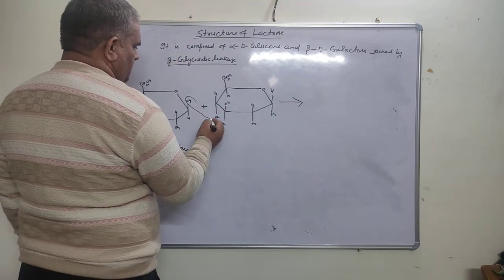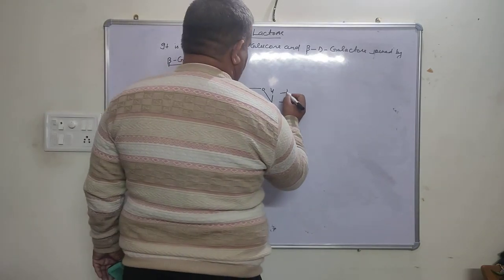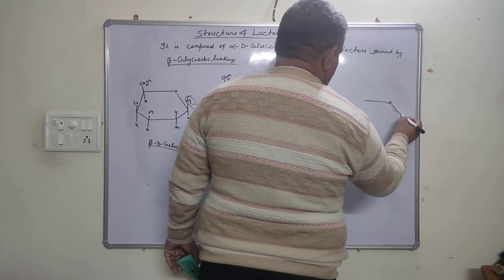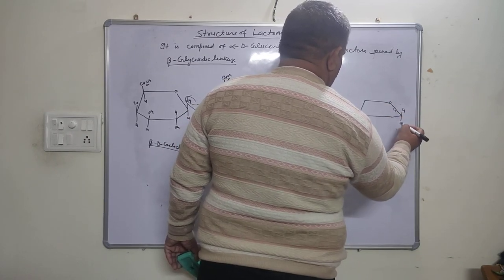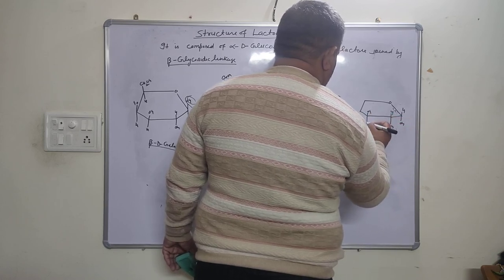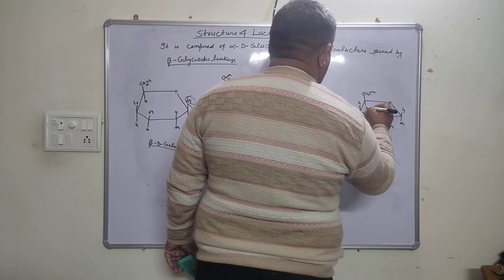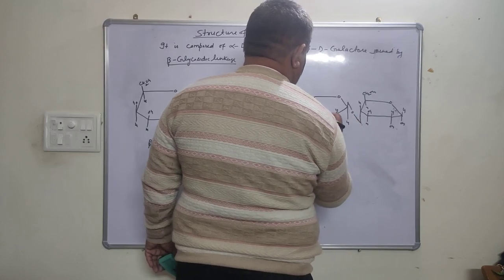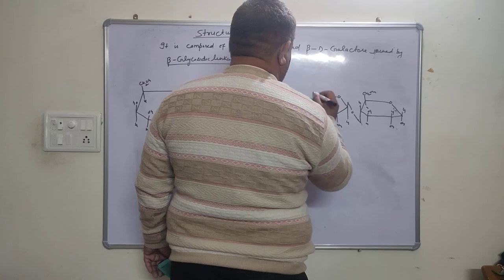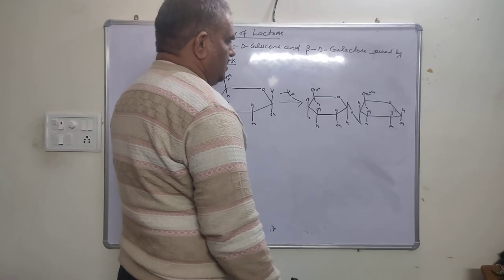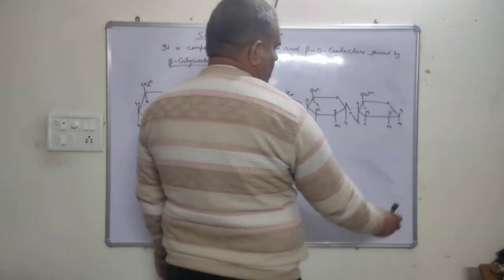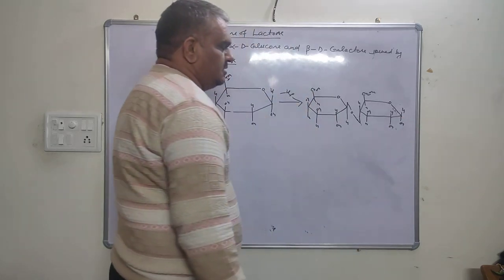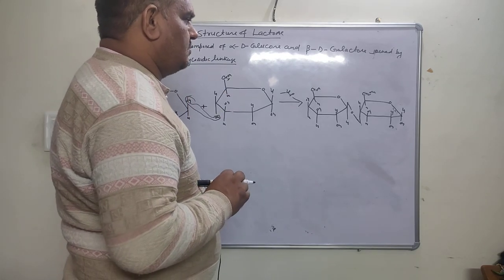Dehydration will happen from here, water will be removed, and lactose is formed. This is the lactose. H, OH, H, OH, OH, H, H, CH2OH, H, this H, this oxygen, this H, OH, OH, H, OH, H, CH2OH, H. This is lactose, which is a reducing sugar because this structure contains a hemiacetal carbon atom. This is the hemiacetal carbon atom, so it shows mutarotation, reduces Fehling's solution and Tollens' reagent, and forms osazone with phenylhydrazine.